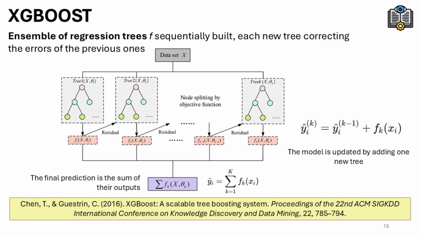to prevent overfitting. By the time we reach the K-tree, we have a highly refined model where the final prediction is the sum of all tree outputs. This allows us to capture incredibly complex nonlinear patterns that a simple straight line would completely miss.